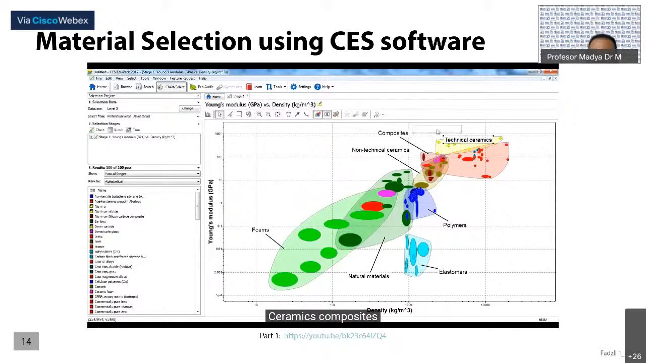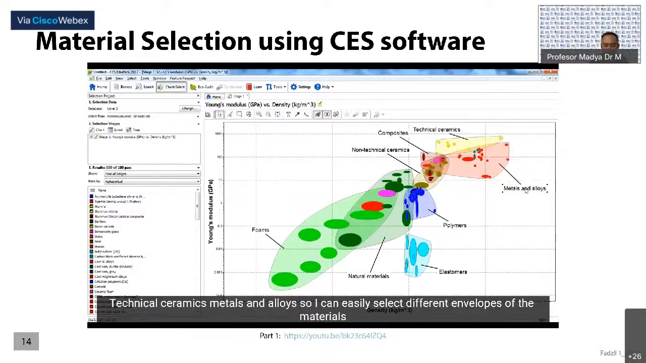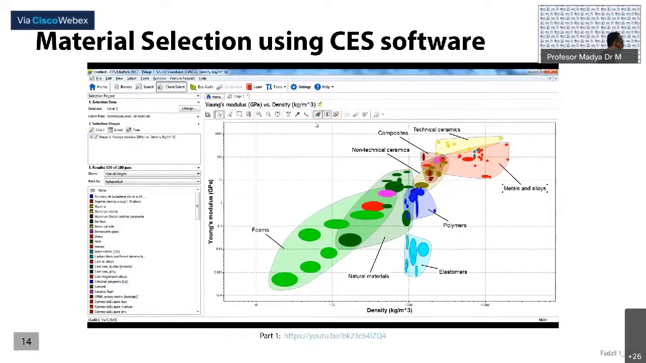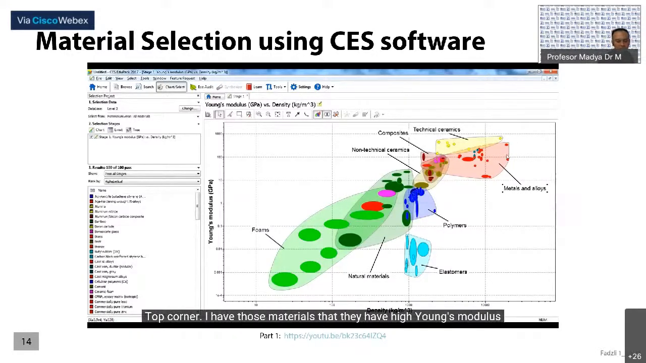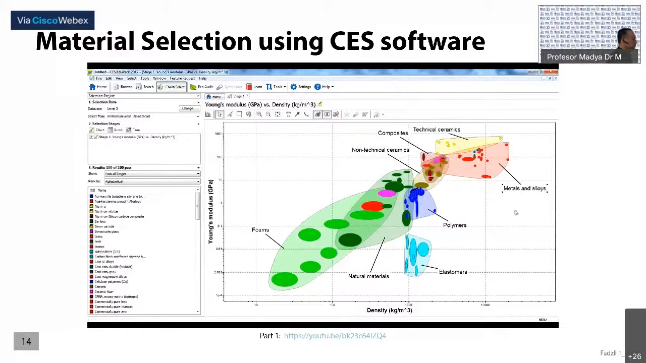Ceramics, composites, technical ceramics, metals and alloys. So I can easily select different envelopes of the material. As you see in this chart in the lower left, we have those types of materials that have very low Young's modulus, very low density. On the very far right top corner, I have those materials that have high Young's modulus, high stiffness, and high density.